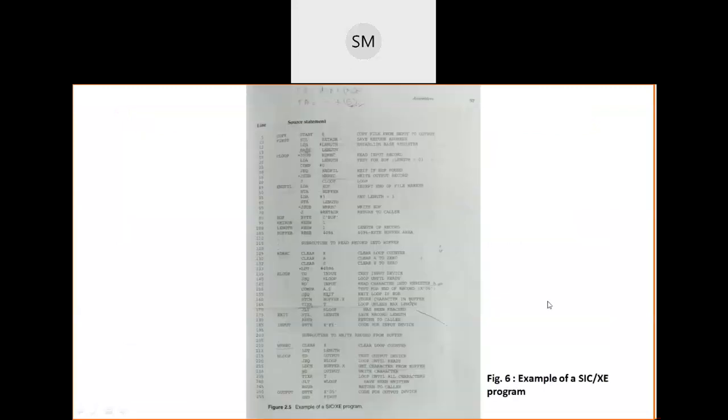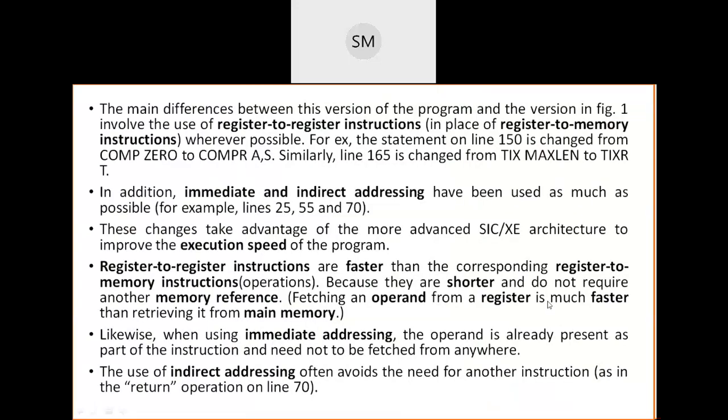Here is the program that I explained to you yesterday, which is written for SIC/XE. The main difference between this program and the earlier program is that here we have used some very important facilities of SIC/XE. Those facilities are some extra instructions called register to register instructions. I have used register to register instructions in my program in the place of register to memory instructions whenever it is possible for me.